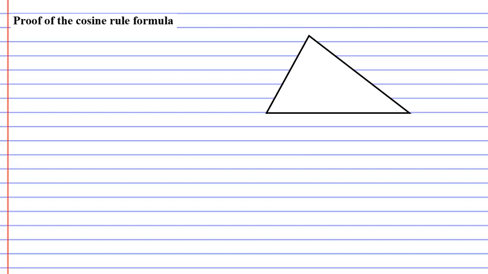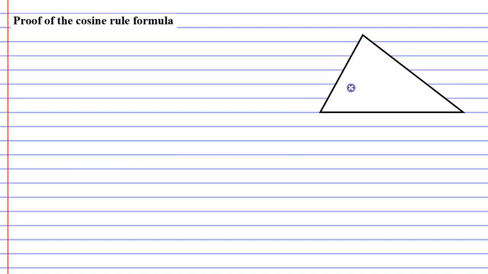In this video we're going to do a proof of the cosine rule formula. I want you to understand that this is quite a complicated proof. Some people struggle to follow it, and if you struggle with it, it's quite okay to not worry about it and just use the formula anyway.